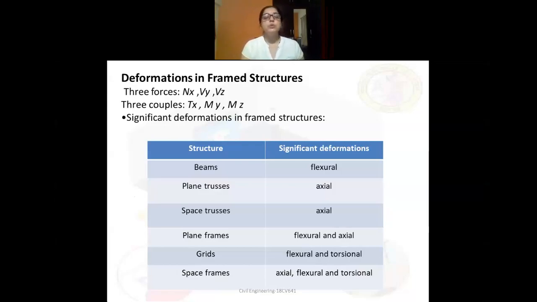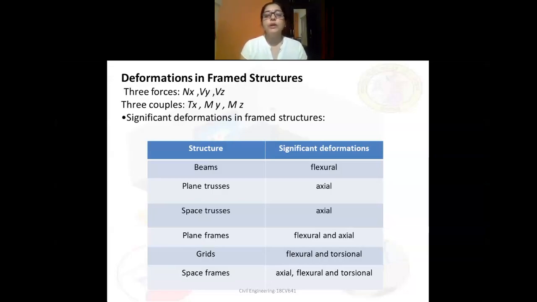After seeing those previous slides, we can mention that in the case of beams it is a flexural deformation, that is bending, and in plane trusses it is axial forces only. There is a bending moment or shear force if the load is acting on the member, not on the joint, so you should be very careful regarding that. In plane trusses the significant deformation is axial. Space trusses also have axial deformation. Plane frames have flexural and axial, whereas grids have both bending and torsion. Space frames have axial, flexural, as well as torsional.